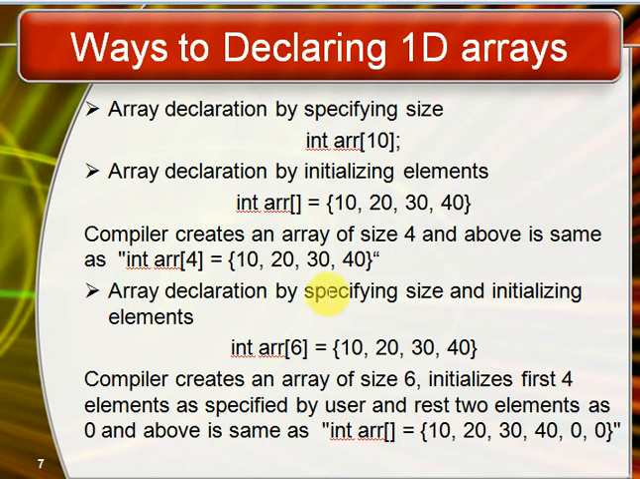Array declaration by specifying size and initializing elements. Int ARR, its size of array, meaning 6. These are initial values: 10, 20, 30 and 40. The compiler creates an array of size 6, initializes the first 4 elements as specified by the user, meaning these 4 values 10, 20, 30 and 40, and the rest 2 elements are zeros, and the above is the same as this one. So that is an array having these 6 values.